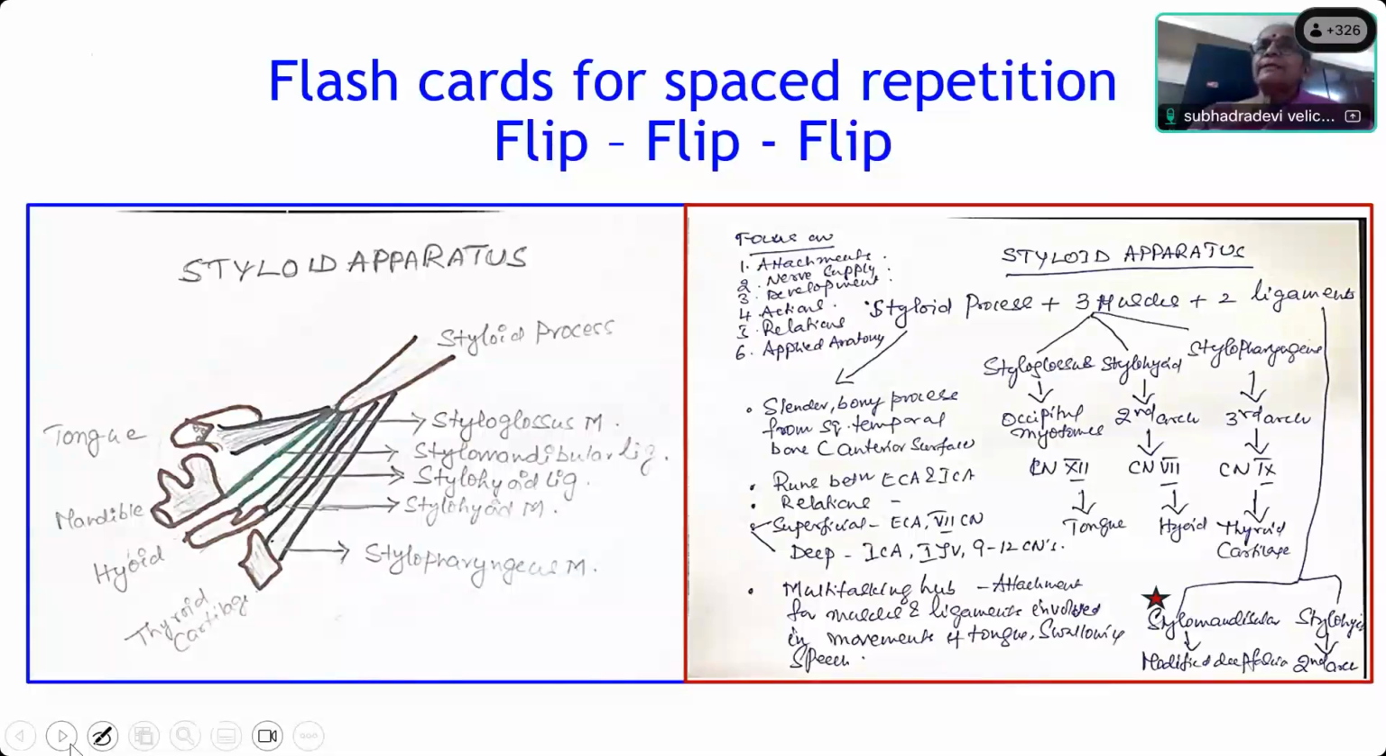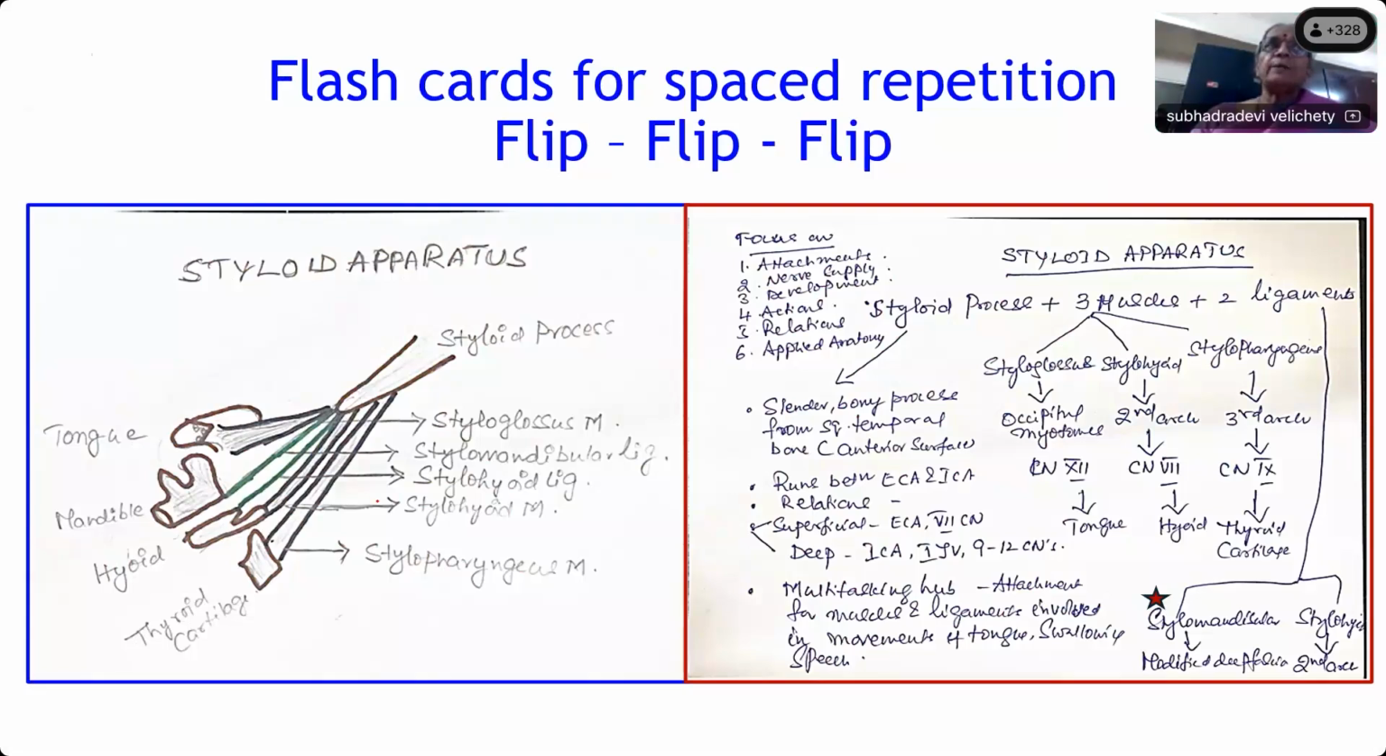Practice this one and a quick diagram of styloid apparatus. There's also another question, and in that also you can see what to focus. What to focus on? That is attachments. What is the nerve supply? What is the development? What are the actions of these muscles? Relations, applied anatomy. Under these categories.